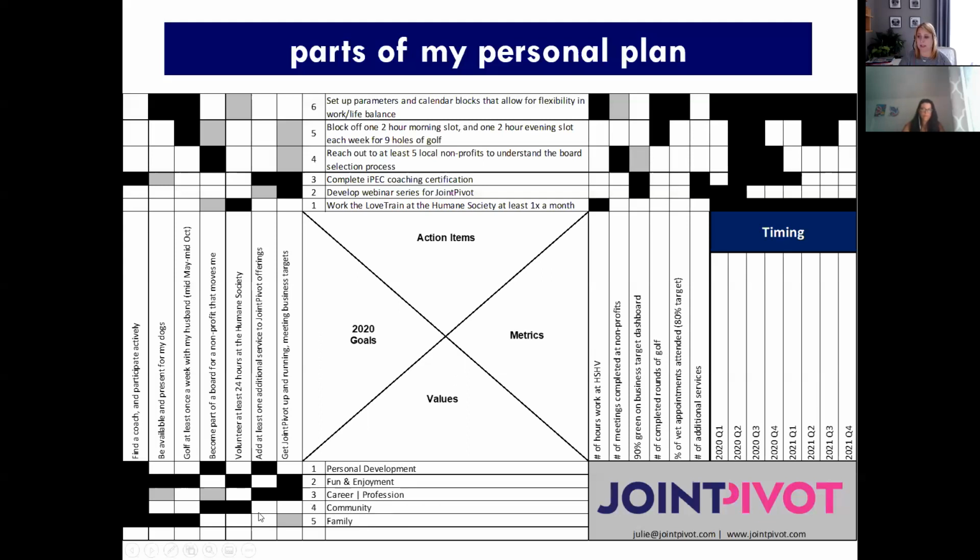Now, if I look at this and I say, oh, shoot, I don't have anything impacting one of these values, I know I need to go back and look at my goals to make sure that I've got some sort of goal that is impacting each of my values every single year.